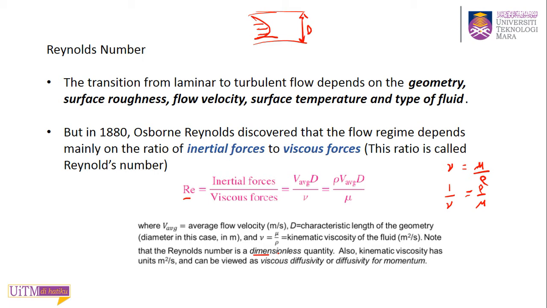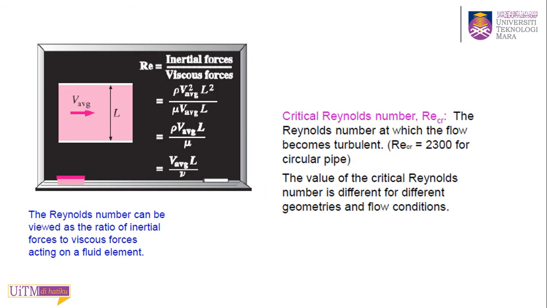This Reynolds number is dimensionless, so there is no unit. There is no meter or meter per second squared. It's a dimensionless quantity, just a number, to tell us whether the flow is laminar, turbulent, or in transition. Alright, so far so good? Okay, so this is how Osborne Reynolds derived this equation.